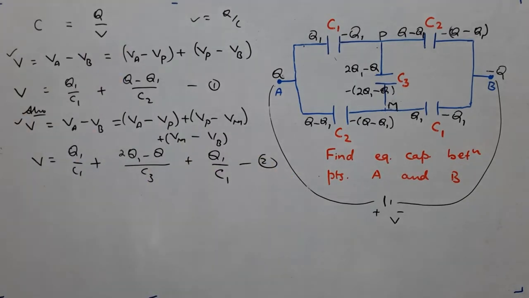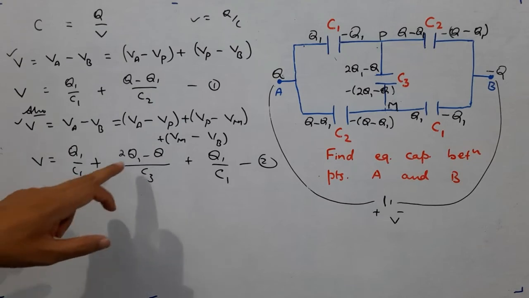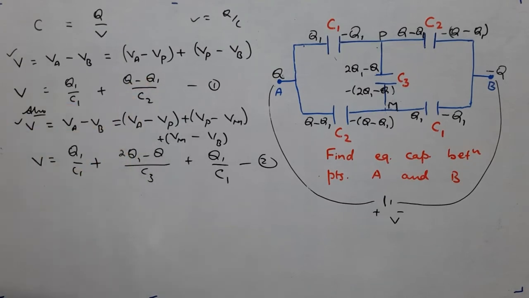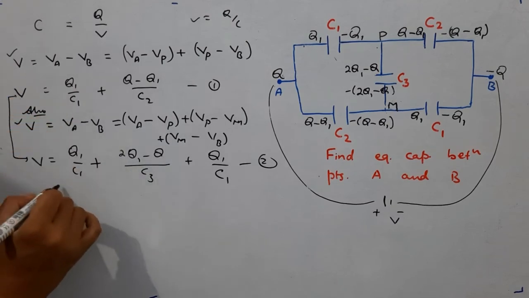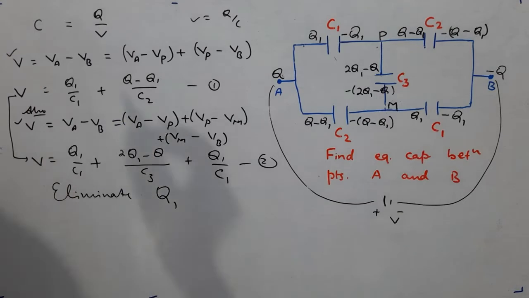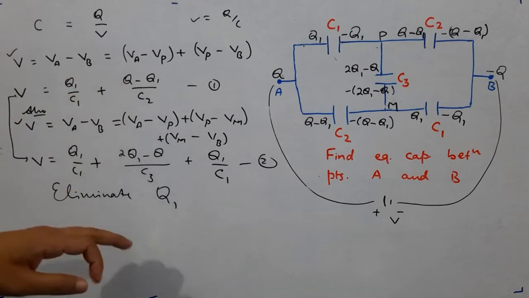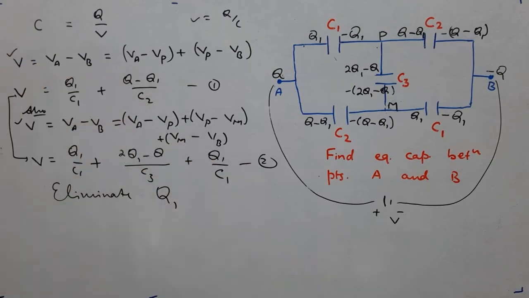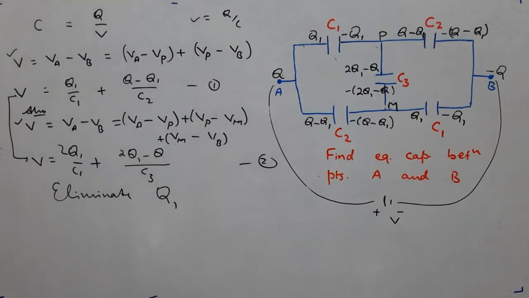So we have got two equations, equations 1 and equations 2. Now what we need is C equal to Q by V. We need Q, we need V. What we don't need is Q1 in these two equations. So this much I'll leave for you to do. From these two equations, you have to eliminate Q1. What you can do, you can find the value of Q1 from this equation number 1 and you can substitute that in equation number 2 or vice versa. This Q1 by C1 becomes twice of Q1 by C1. So these two equations basically you have to solve by eliminating Q1.